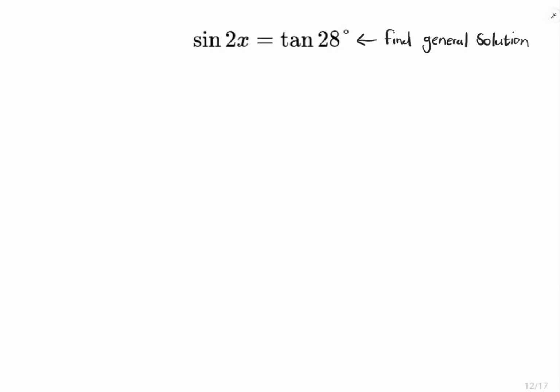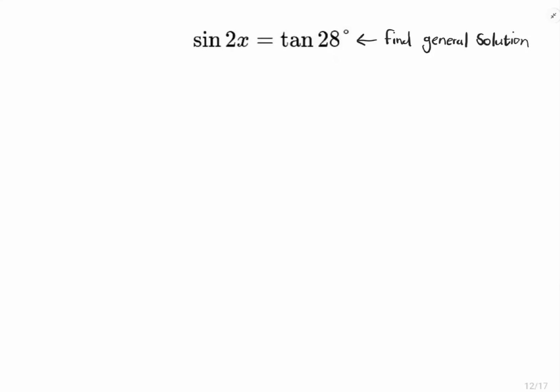We are under trigonometry and we are solving trigonometric equations, specifically their angles. We are finding general solutions. So in this question, we are asked to find the general solution of the given trigonometric equation. Sine 2x is equal to tan 28 degrees.